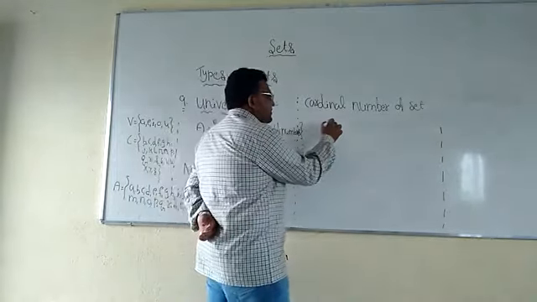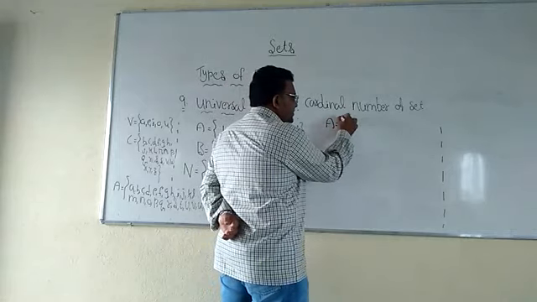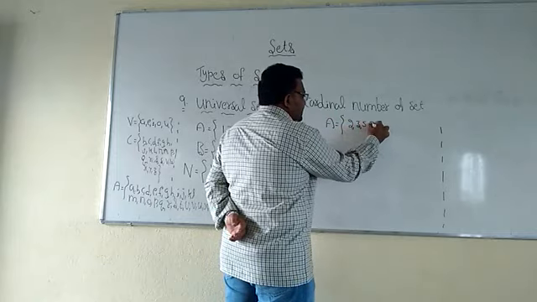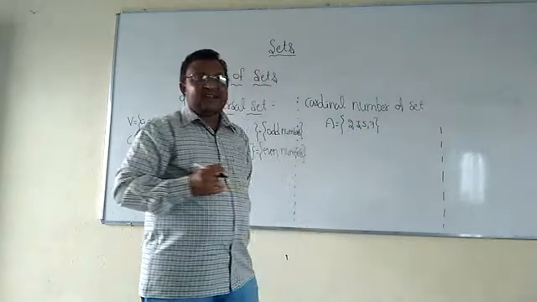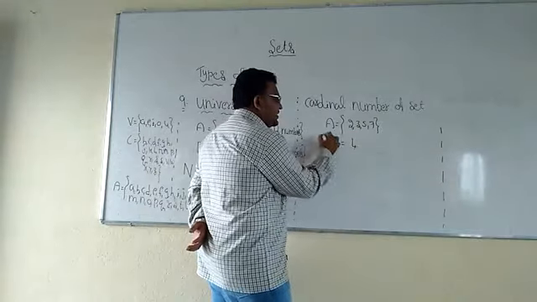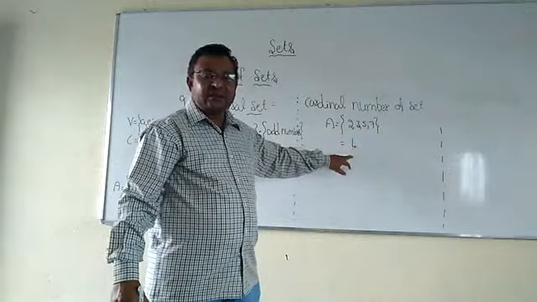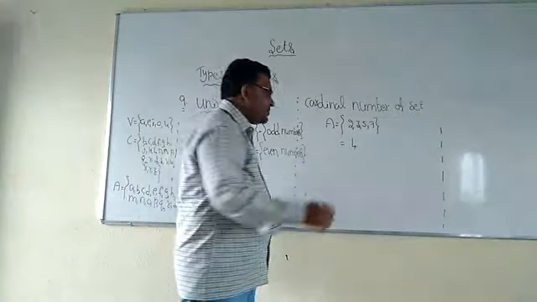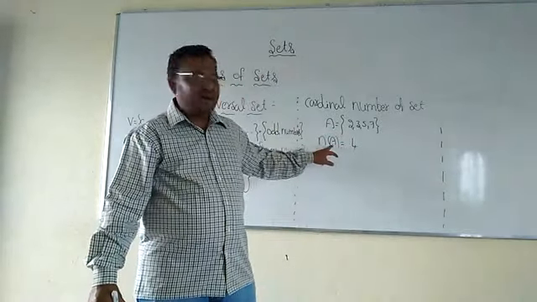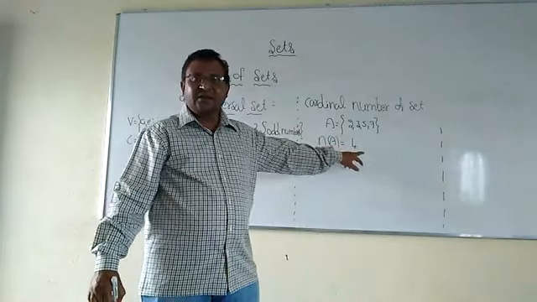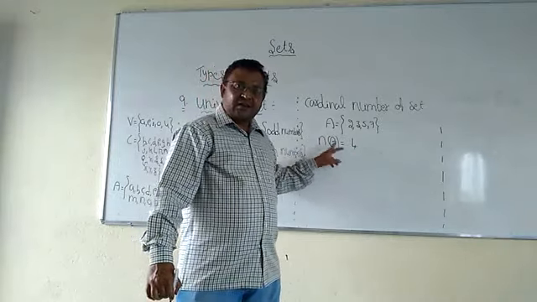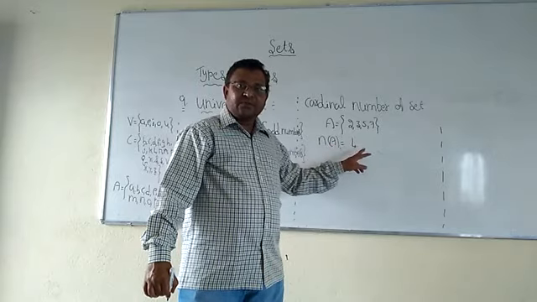That means take one set A as 2, 3, 5, 7. Now how many elements in set A? 4 elements. So this 4 is called the cardinal number of this set A. We denote the cardinal number of set A as n(A). n(A) is equal to 4. We have to read it like this: cardinal number of set A is equal to 4.